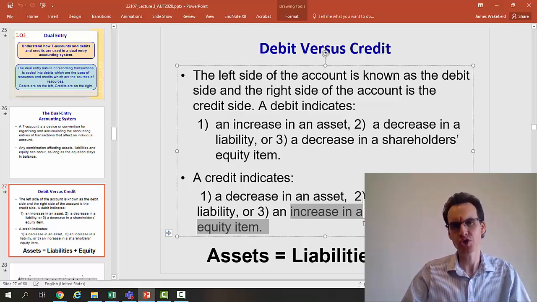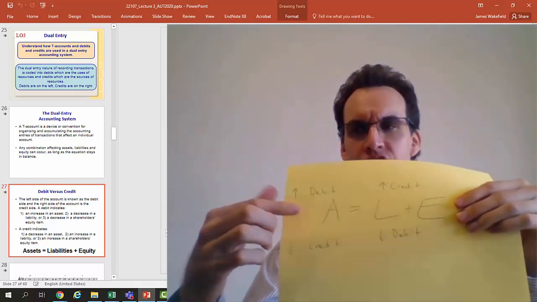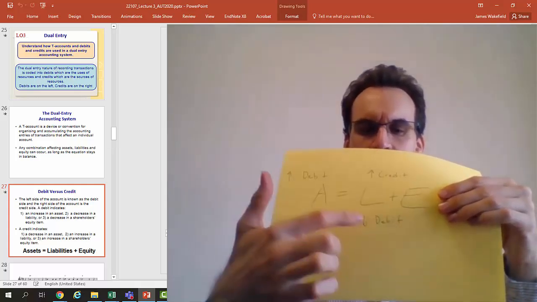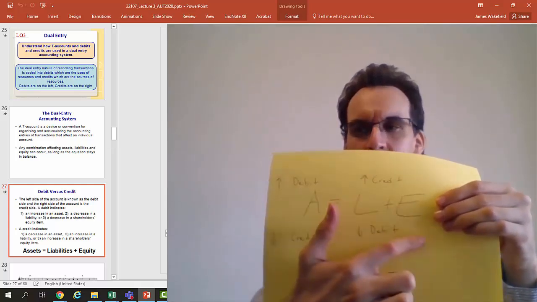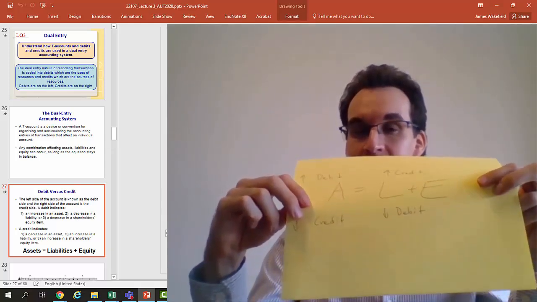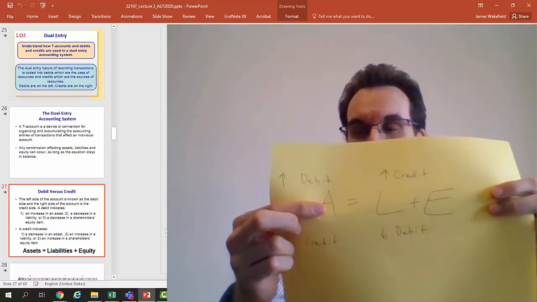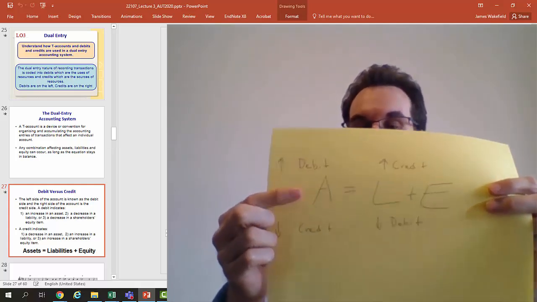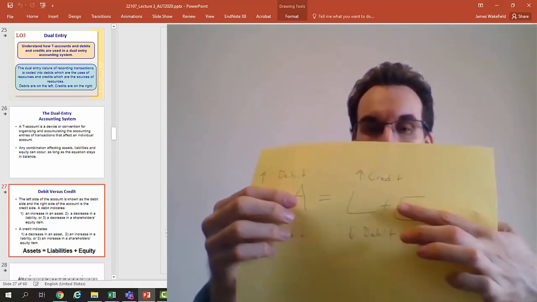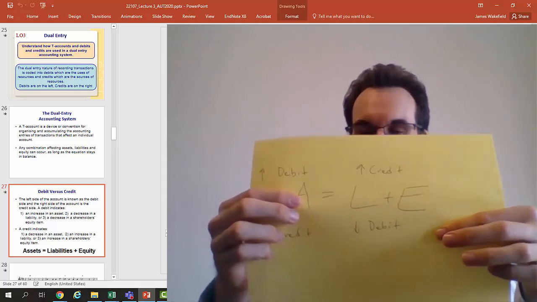Now, I asked you earlier in this workshop to write out the accounting equation on a piece of paper. And there's our piece of paper right there, right? So I asked you to write out assets equal liabilities plus equity. The easiest way to remember how debits and credits affect the accounting equation is to write for assets, assets are increased by debits and decreased by credits. Liabilities and equity are increased by credits and decreased by debits.